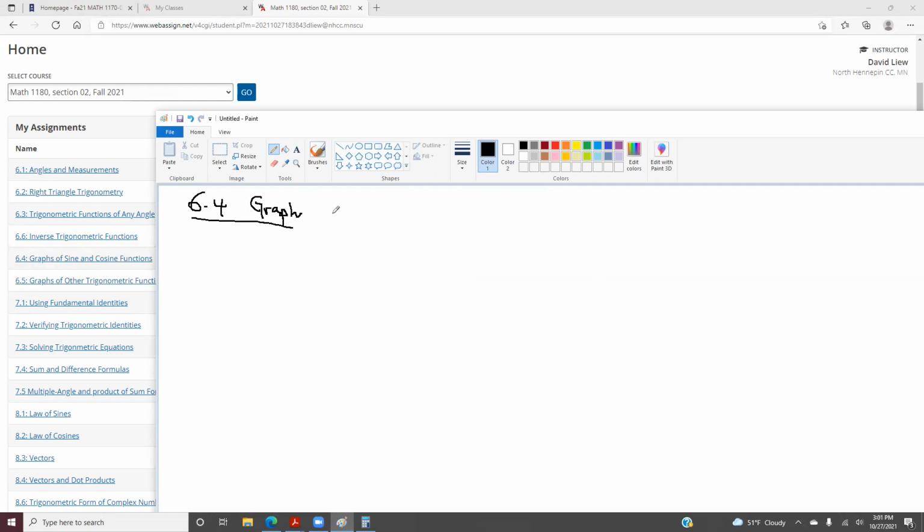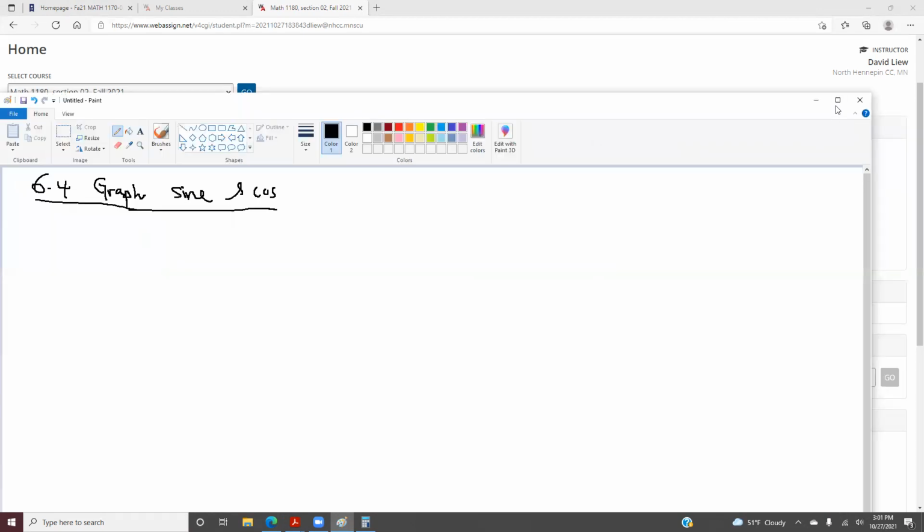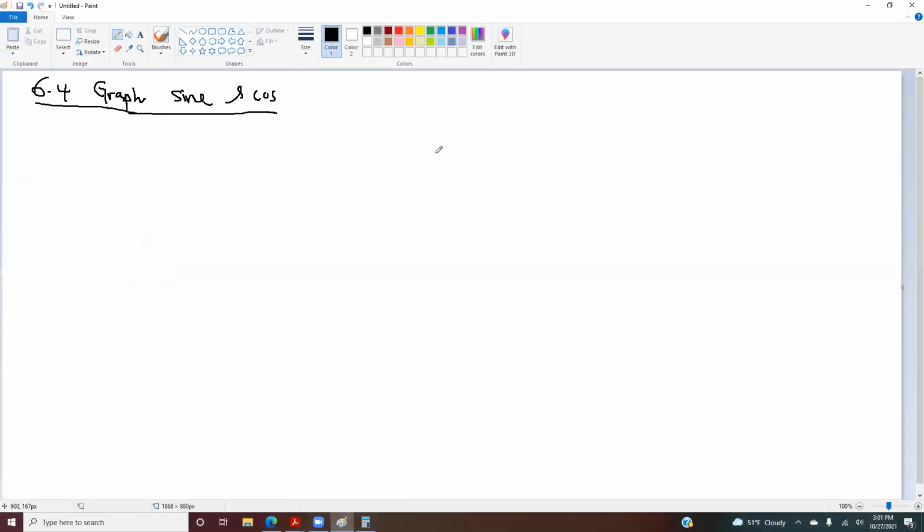So 6.4 is where we graph sine and cosine graphs. So this is very important. A lot of students struggle with this, so make sure you guys pay attention here. This is very, very important. So how do we draw the sine and cosine graph? Let's do the sine graph first.